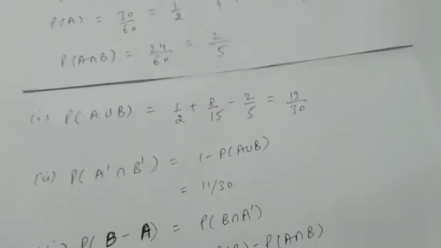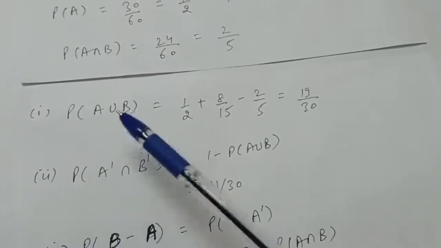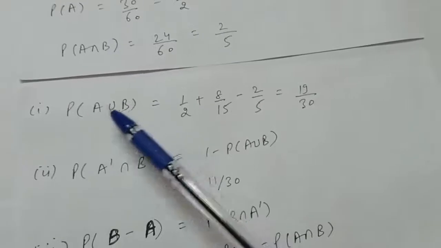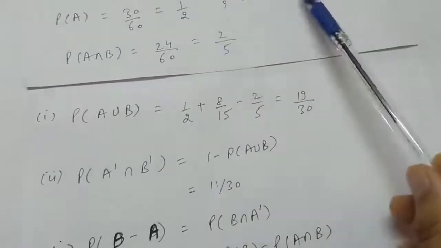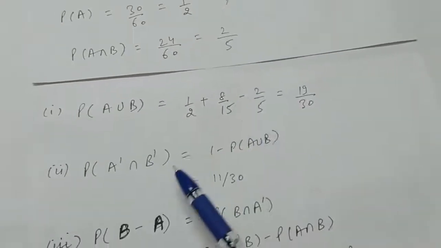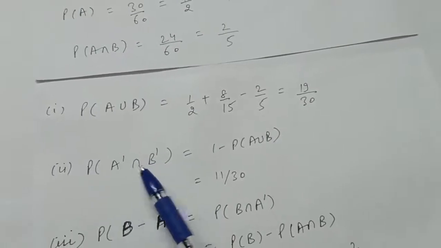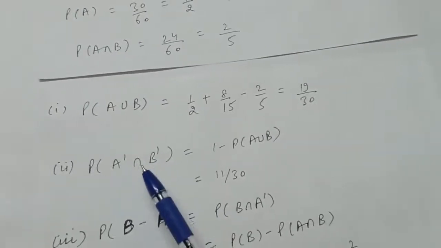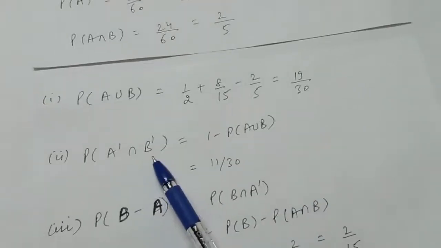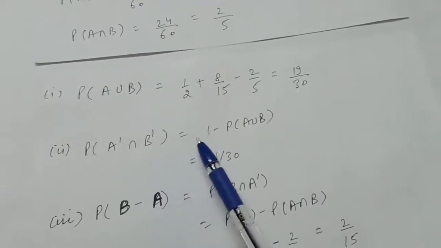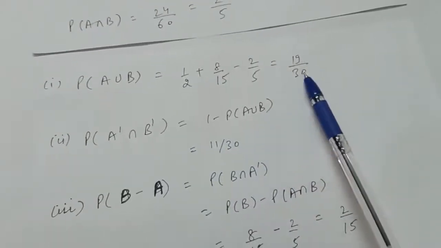Now in the first part they have asked probability that the student opted for NCC or NSS, that is A union B, which can be easily calculated. All the terms are known to us. Now the next is student has opted neither NCC nor NSS, that is A complement intersection B complement, which is probability of (A union B) whole complement, which can be written as 1 minus probability of A union B. So 1 minus 19 by 30 is 11 by 30.